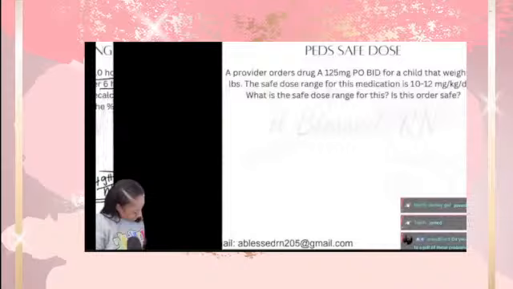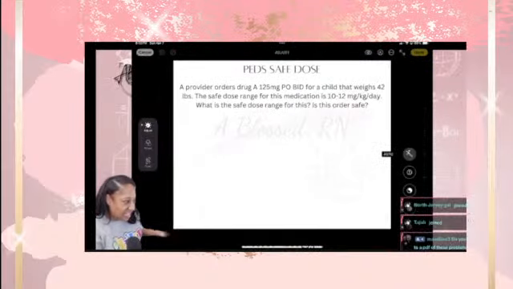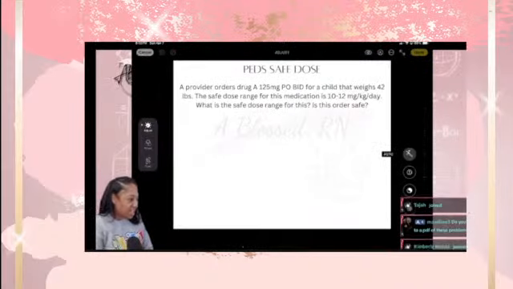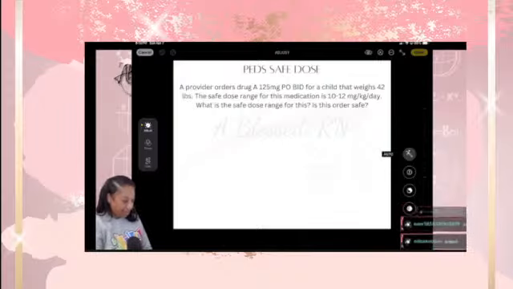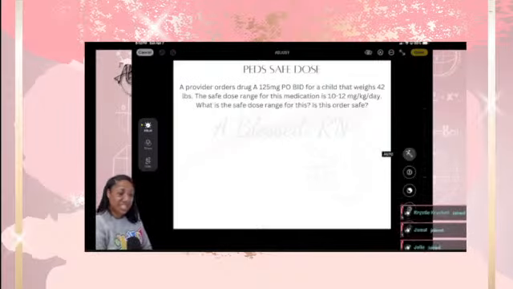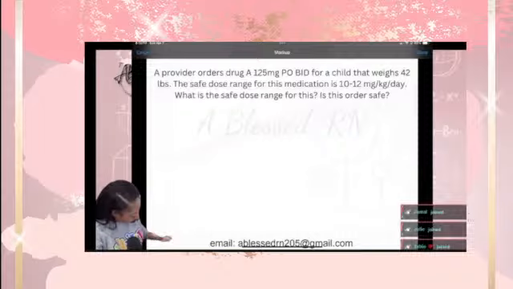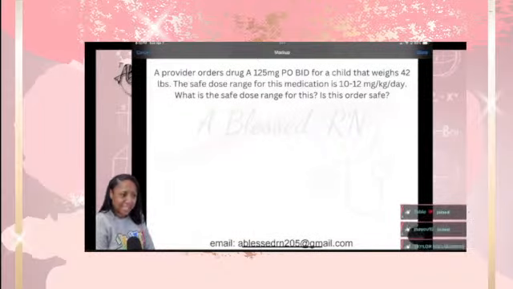So next, what do we have? A PED safe dose. Do you give us access to a PDF of these problems? No, I don't have them in PDF format. I'm actually working on a workbook. It's just tough, y'all. It's hard to make up these questions and try to add fluff to them and make sure the numbers make sense. I promise you. But it's on the way in the near future. Keep a lookout for it.